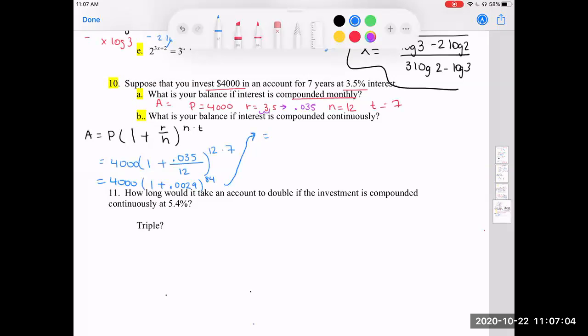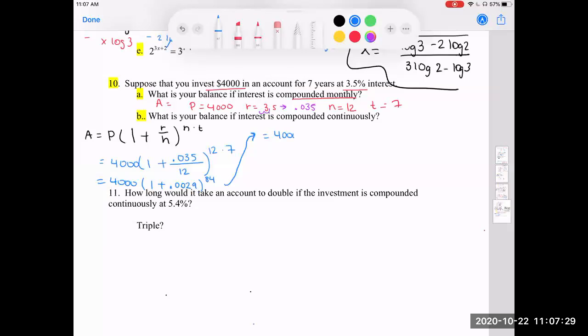Okay, let's figure this out together. So I have 0.035 divided by 12. I just want that big decimal again in my calculator. All right, plus 1. We have to add the 1 first. And then I want to raise it to the exponent of 84. So exponent 84, we get 1.227.